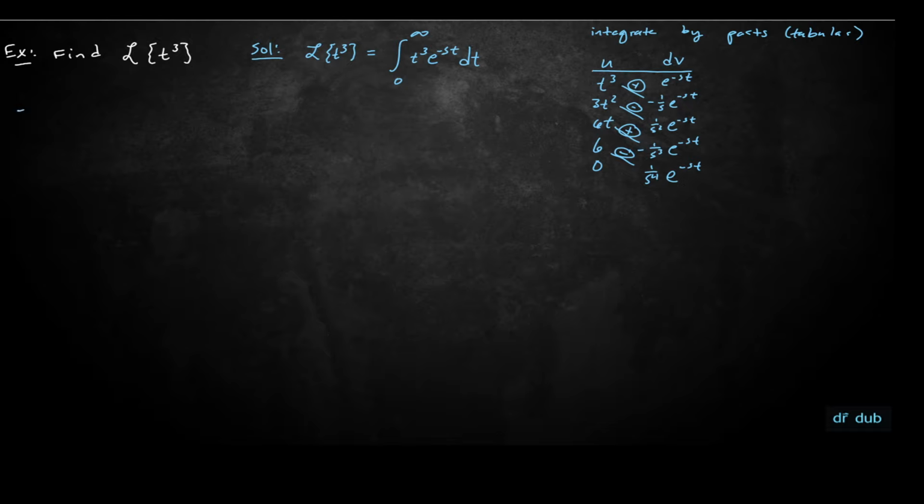So this Laplace transform is going to be equal to negative t cubed over s e to the negative st, minus 3t squared over s squared e to the negative st, minus 6t over s cubed e to the negative st, minus 6 over s to the 4 e to the negative st, from 0 to infinity.